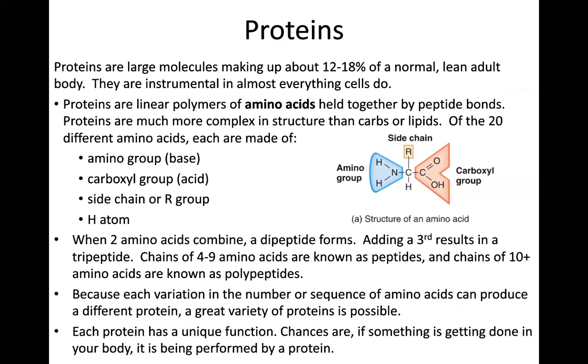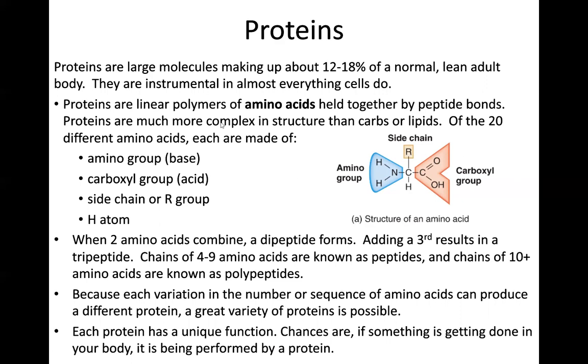I love the very last sentence on this page as well. Chances are if something is getting done in your body, it's being performed by a protein. And so if something's happening, there's a good chance it's protein doing it. Not always, but when in doubt, you could guess protein and you probably would be correct.